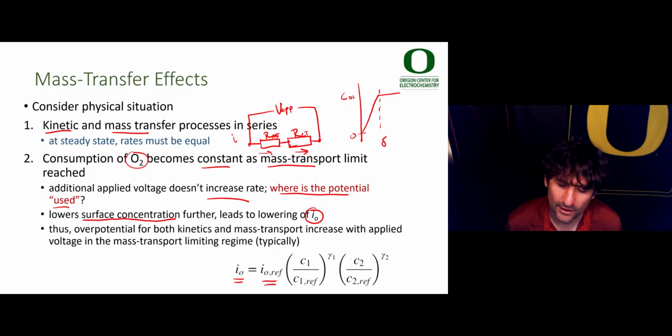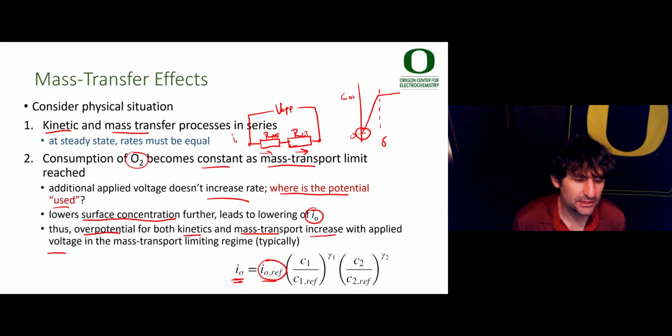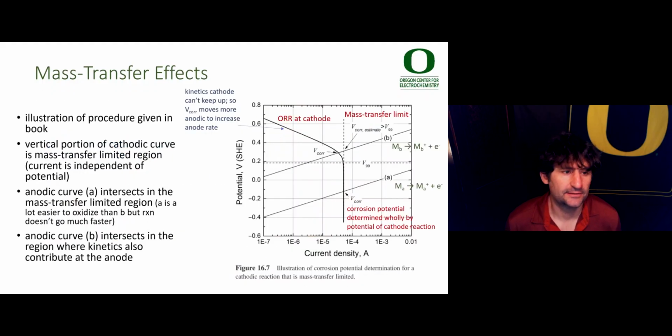You have some reference exchange current density defined for a reference concentration, usually 1 atmosphere of O2. But we need to account for the fact this reaction may no longer be occurring under standard state conditions. For example, if we are driving it very hard, we consume all the oxygen at the surface, so we can actually have an exchange current density here that is much lower than our reference exchange current density. Thus, the overpotential for both kinetics and mass transport typically increase when you're increasing the voltage or overpotential in the mass transport limiting regime. So let's look at that and think about how to read one of these graphs.